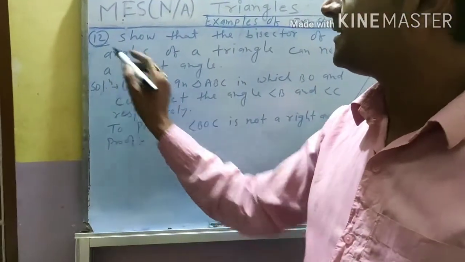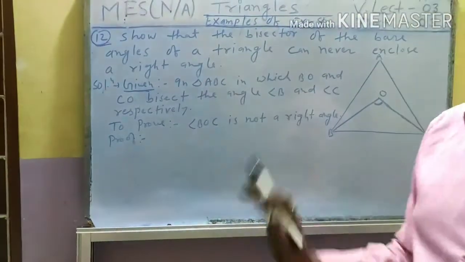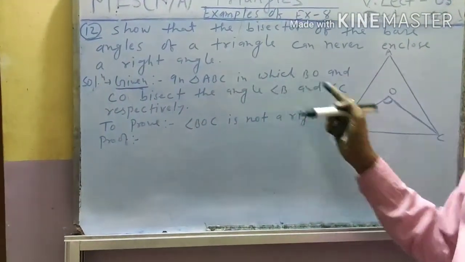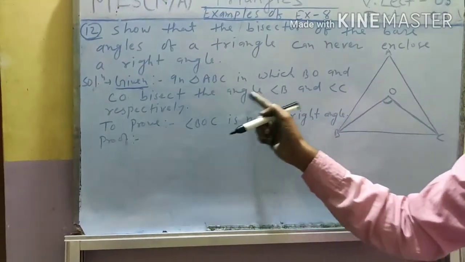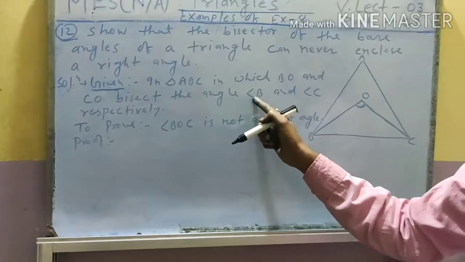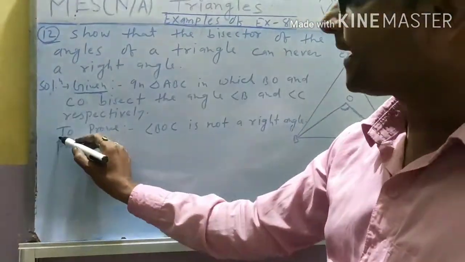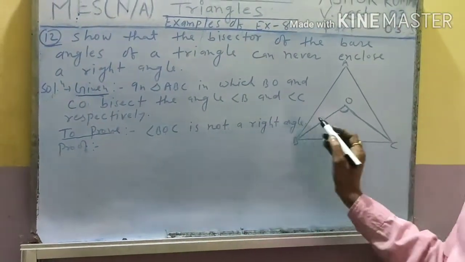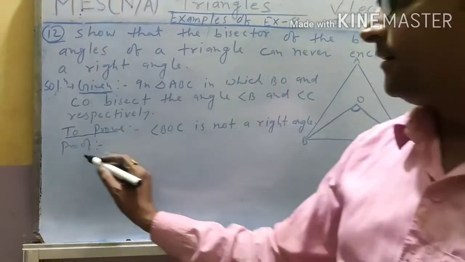So here students, this is the theorem. So first of all, write the information, whatever the given information. In triangle ABC, BO and CO bisect the base angles, meaning angle B and angle C respectively. The second is to prove: angle BOC is not a right angle. Here angle BOC is not a right angle.